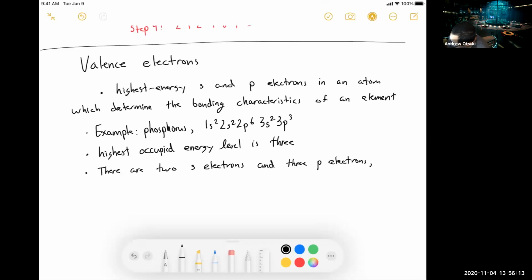So we have a total of 5 valence electrons. And the number of valence electrons actually coincides with the group number. So for example, group 5A, that means every element in that group has 5 valence electrons. So it actually has connection to the groupings in the periodic table.